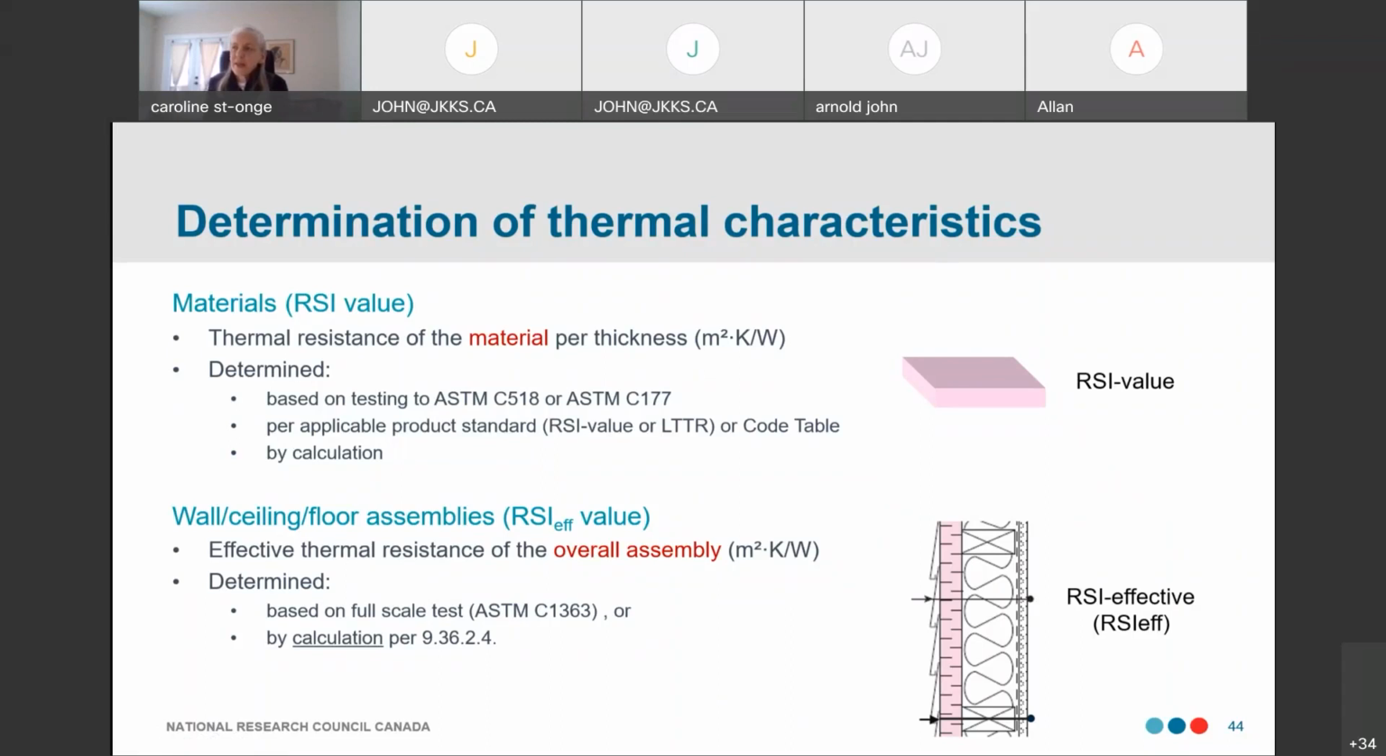Why effective? Because in a wall, especially one made of studs, such as wood stud or steel stud, there is a repetition of studs, and studs are acting as a thermal bridge. So they are affecting the thermal resistance of the assembly. So you need to take into consideration in your calculation the effect of those studs, and the code explains how to do those calculations. If the assembly is not a simple traditional wood frame or steel stud cavity, then you need to test the full assembly in accordance with ASTM C1363.